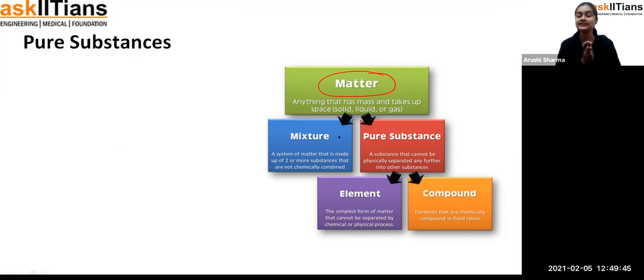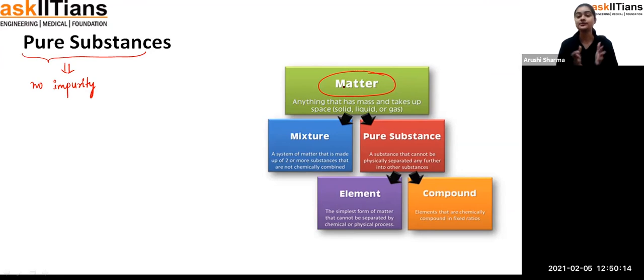So, student, as I've already told you, pure substances, if I'm talking generally, if we call something pure, what does it mean? It means the substance which has no impurity, not any kind of impurities, so we call them pure substances. But how do we get them? So now we look here. As you can see this flow chart, this is the matter.